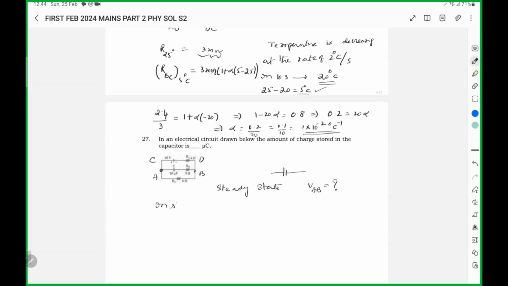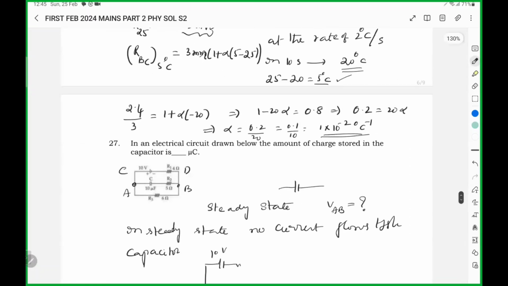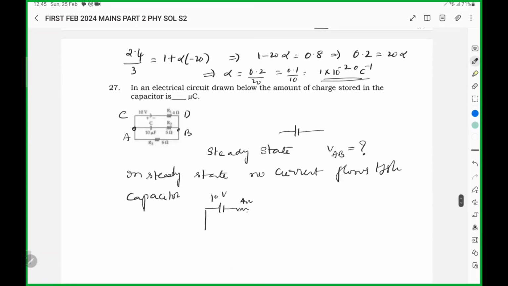So in steady state, no current flows through the capacitor, so we can disconnect it. Now the circuit becomes: here it is 4 ohms, and again we have 6 ohms. So the effective resistance, the current through will be, that is 1 ampere current flows.